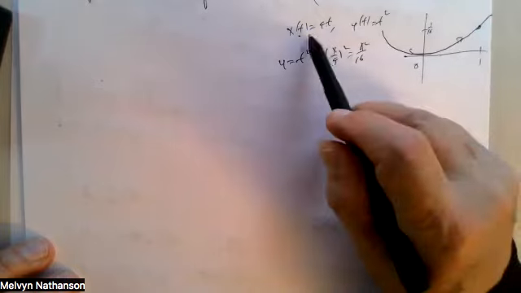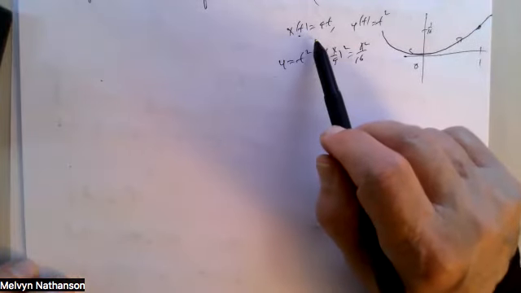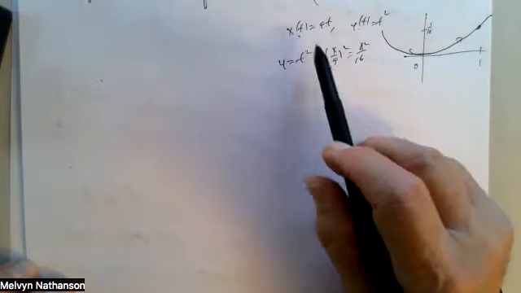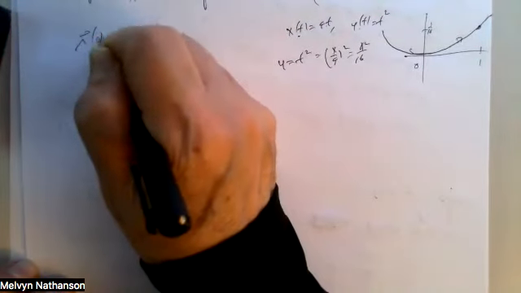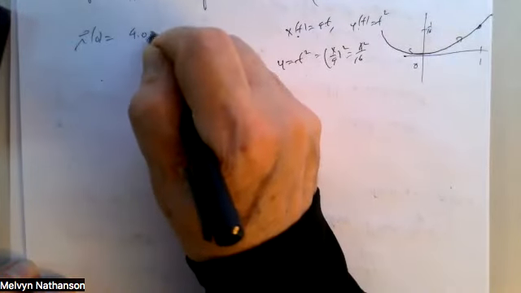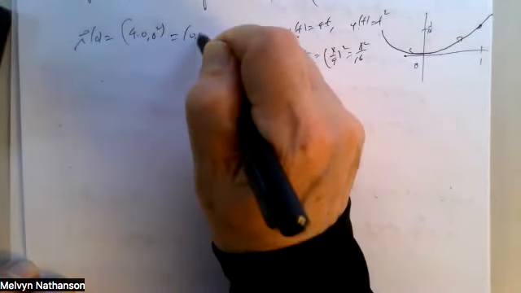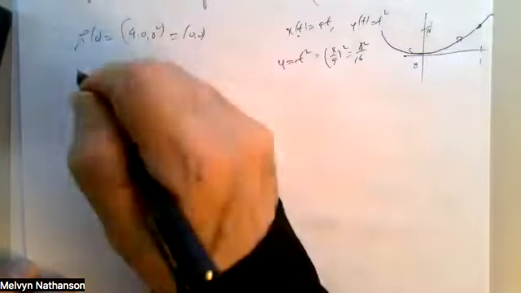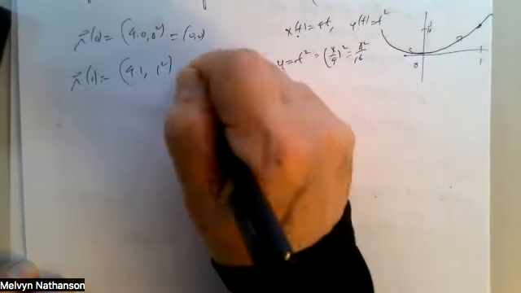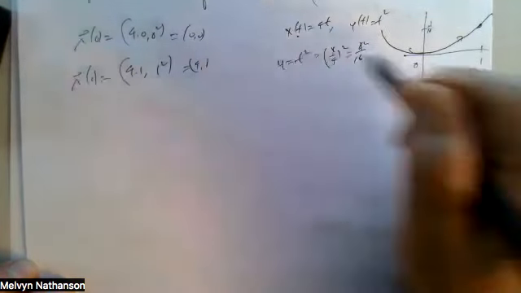Sorry, that's what x is. But this is the parabola. So as t goes from 0 to 1, r of 0 is 4 times 0, 0 squared, which is 0, 0. r at time 1 is 4 times 1, 1 squared, which is 4, 1.